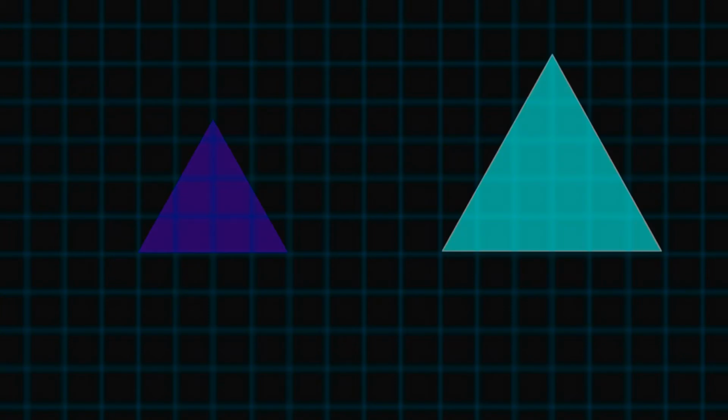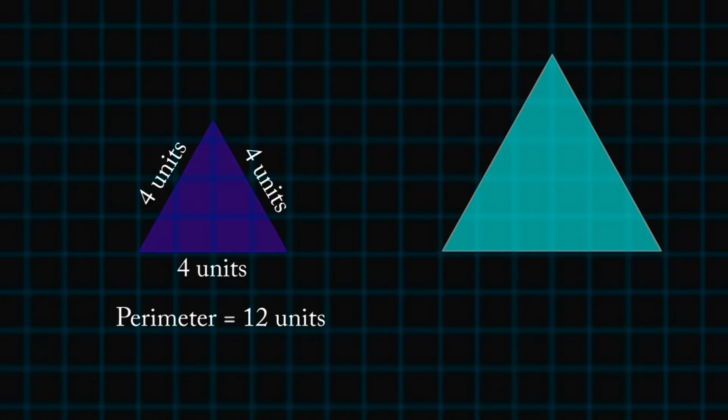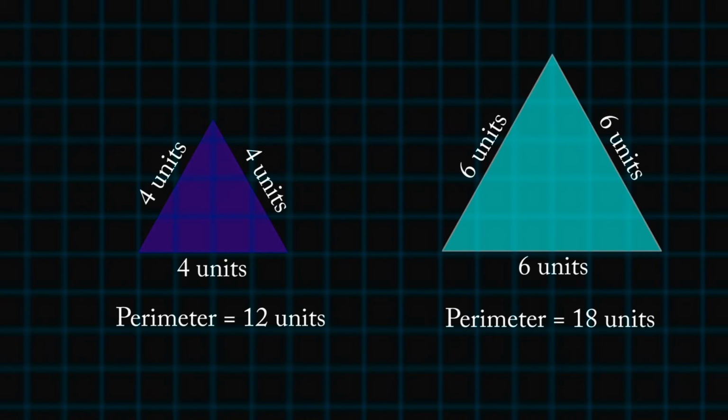Similar shapes do not have equivalent perimeters or areas. These triangles here are an example of this. The triangle on the left has sides that are all 4 units in length, so its perimeter is 12 units. The triangle on the right has side lengths that are all 6 units, so its perimeter is 18 units. Those are not the same, so they're not equivalent.